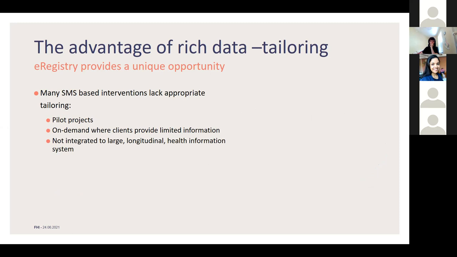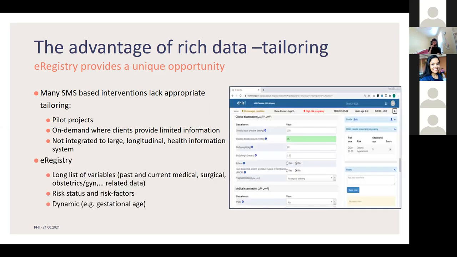The advantage of the e-registry, having this rich data, is very important in tailoring to individuals, because in prior research it was not possible. The studies were more pilot projects, created on demand, rather than having long-term, large information about individuals. So the e-registry now solves this problem for us, because there is a long list of variables, and dynamic information about the pregnant woman is also there, so that it can be used to tailor the message.